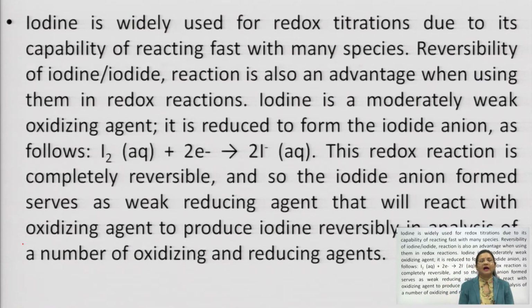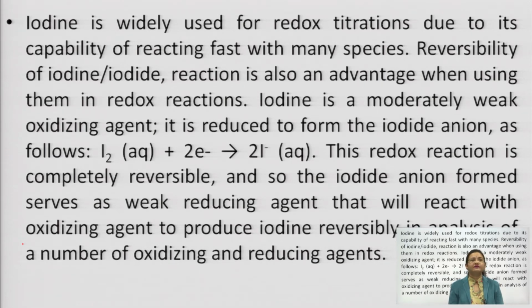Iodine is widely used for redox titration due to its capability of reacting fast. It is a very good oxidizing agent, and it reacts very fast with many species. That's why its applicability also widens.